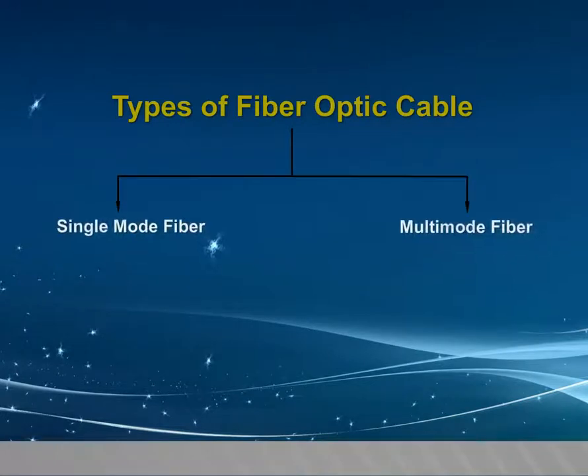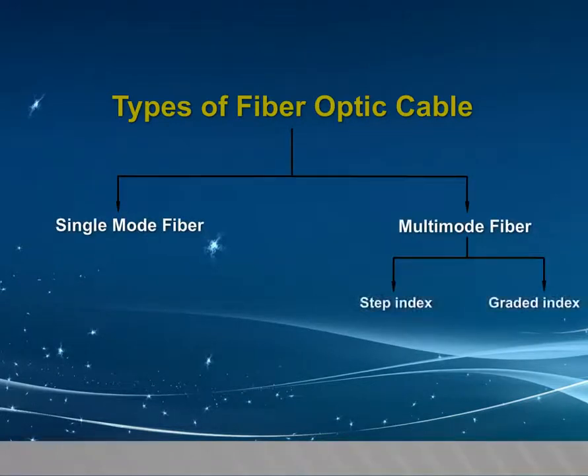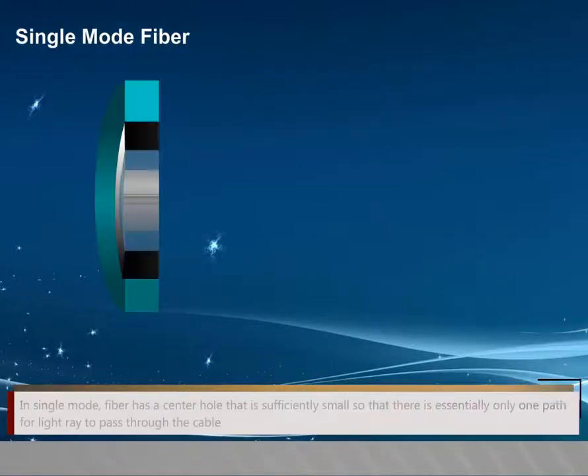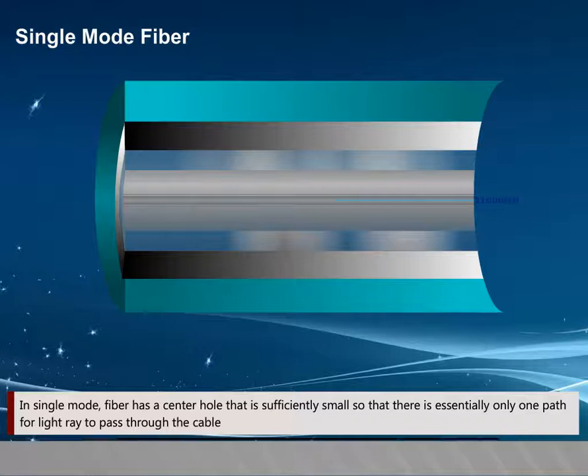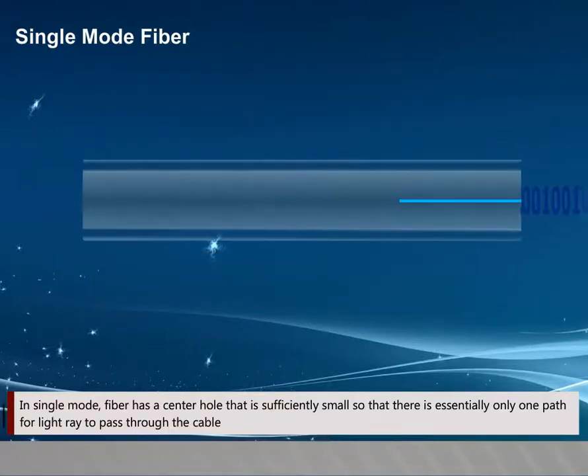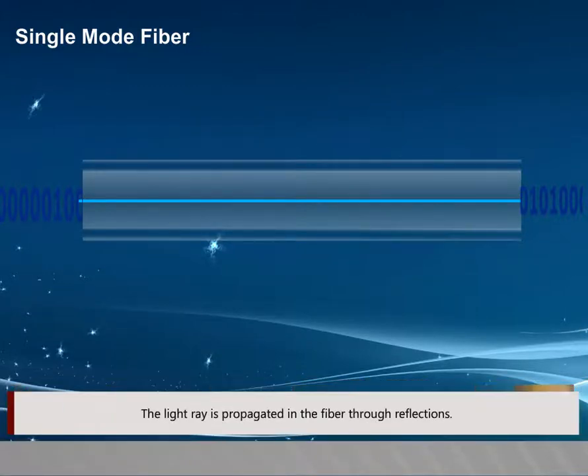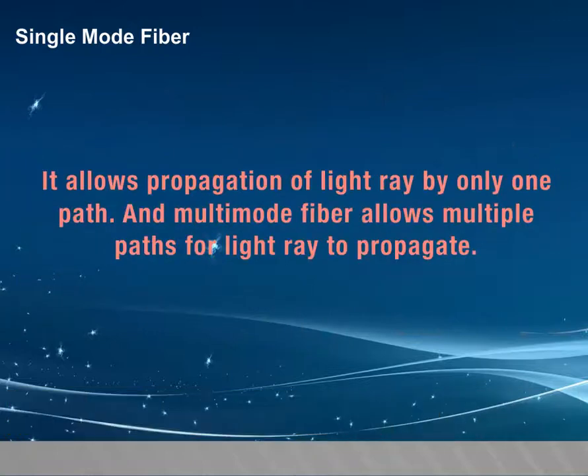Types of fiber optic cable: single mode fiber, multi-mode fiber, step index, graded index. Single mode fiber. In single mode, the fiber has a center hole that is sufficiently small so that there is essentially only one path for the light ray to pass through the cable. The light ray is propagated in the fiber through reflections.